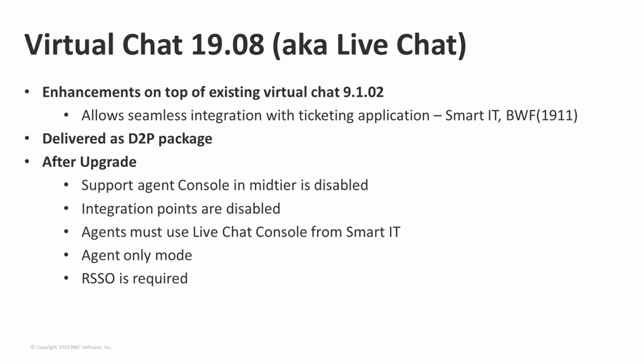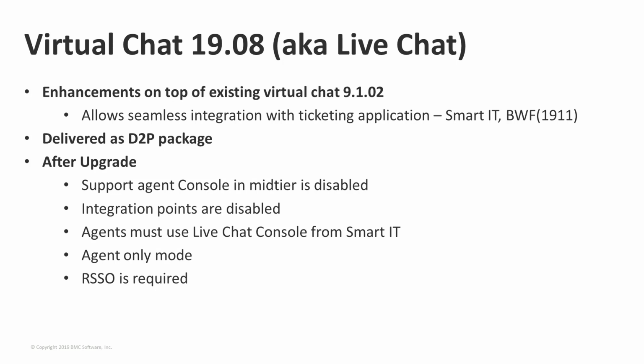One very important point: this 1908 enhancement is delivered as a D2P package. So there is no installer. If you have 9102, then you would just use this D2P package to get to the 1908 enhancements. I'm sure all of Smart IT has been using D2P packages, as are all the other ITSM and SRM. I don't think we have done any installer for those either, so we are following the same thing. This will always be a D2P package.